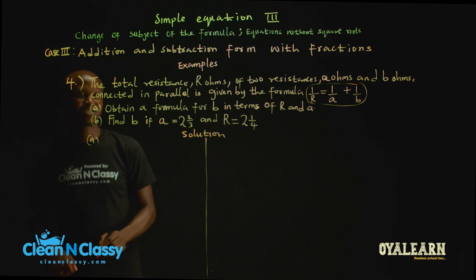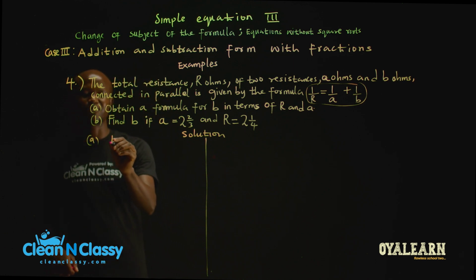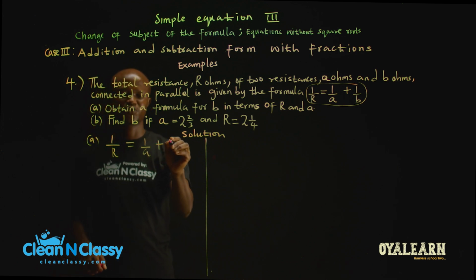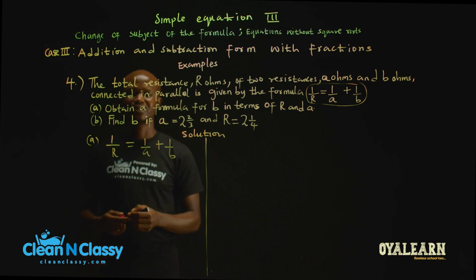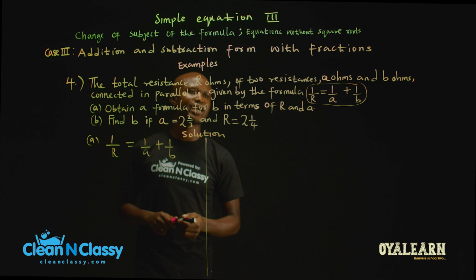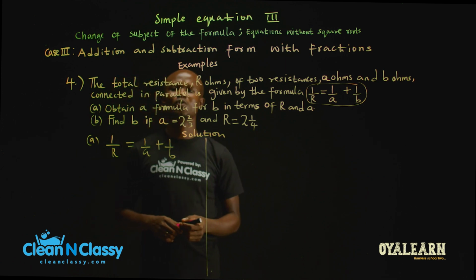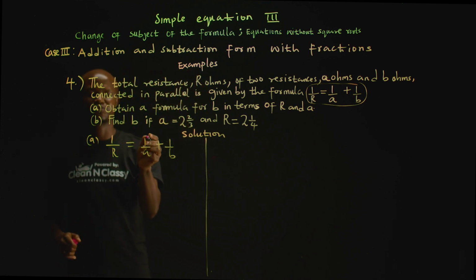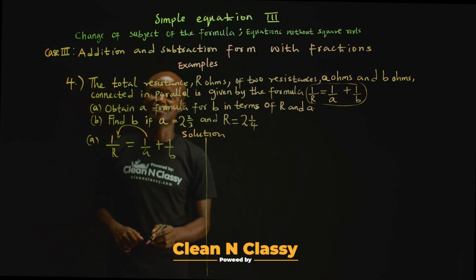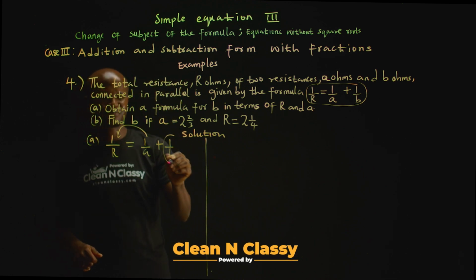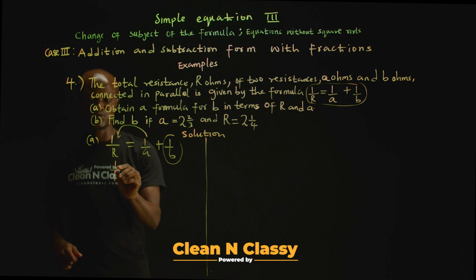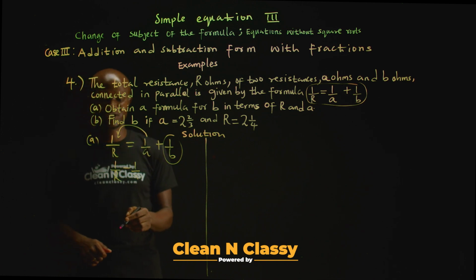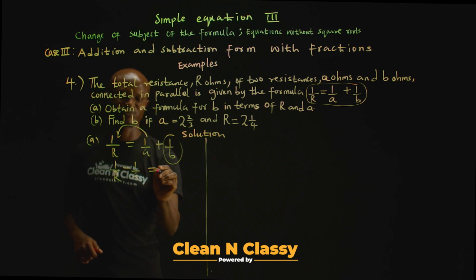Solution to the first part, A. The first thing is to write out the formula. 1 over R equals 1 over A plus 1 over B. Now, from what we have here, we want to make B the subject of the formula. So the first thing to do is to move 1 over A to the left hand side so that 1 over B will remain here. So 1 over R minus 1 over A. By the time 1 over A moves to the left, it becomes minus. So we have this equals 1 over B.